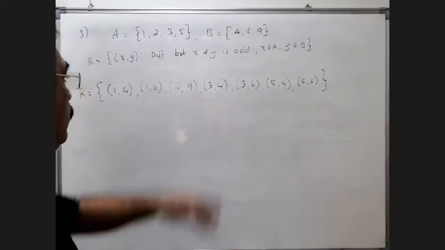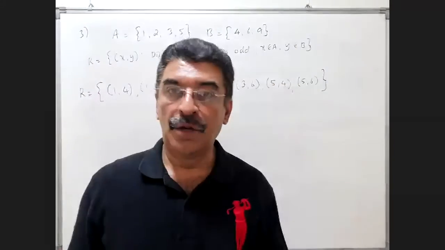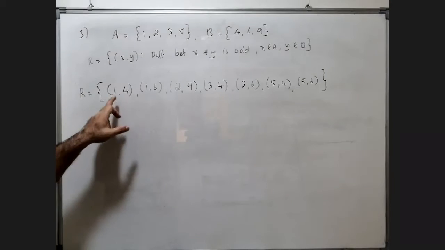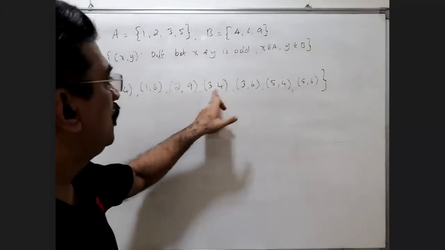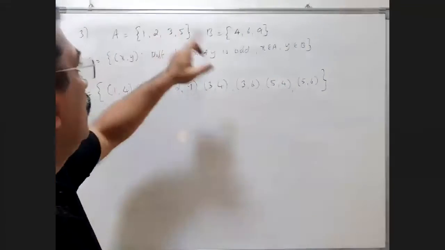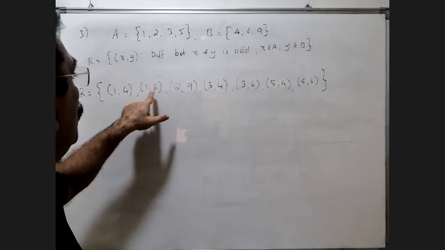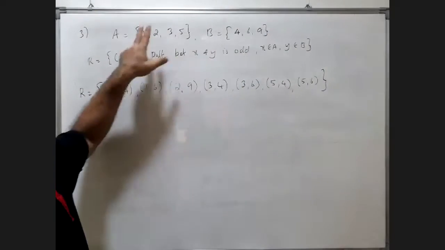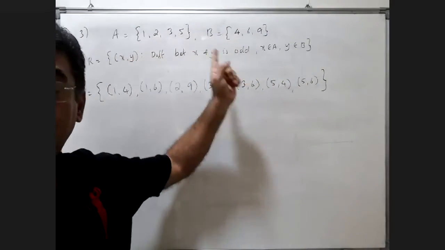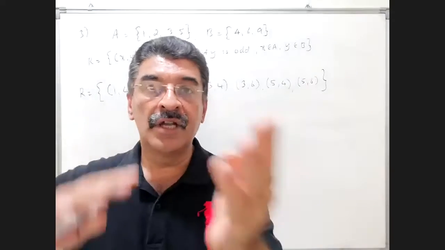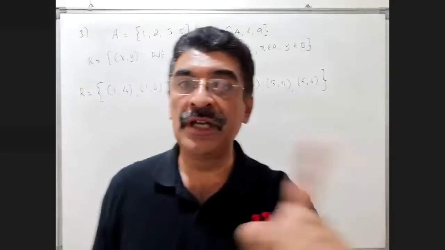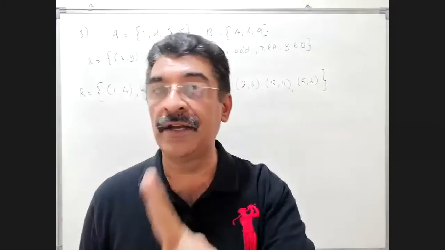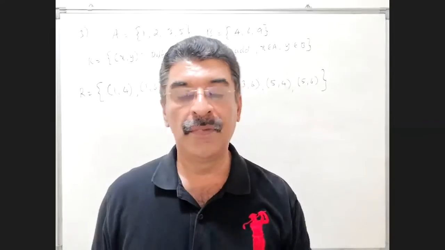In roster form, the domain and range are not asked, but still we can write the domain: 1, 2, 3, 5. That means everything. Again, range also: 4, 6, 9. The range is the same thing. So here the domain is this one, the range is this one. But see that in all relations, a relation from A to B, it is not necessary that the domain should be A and the range should be B. No.